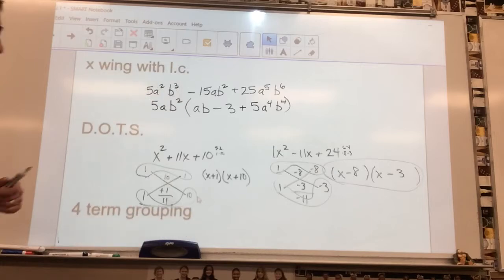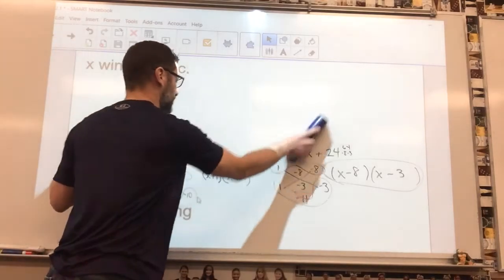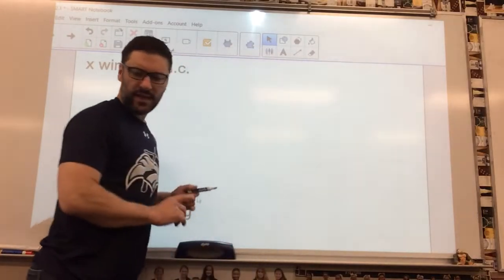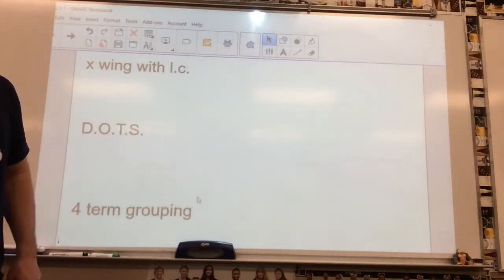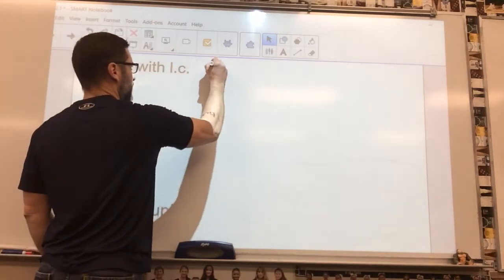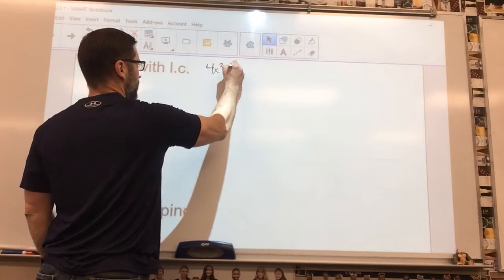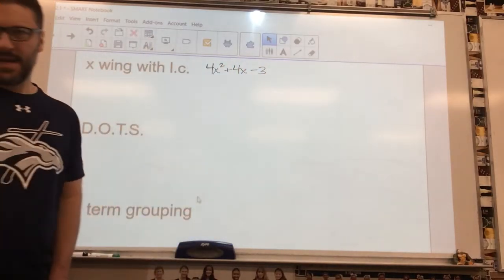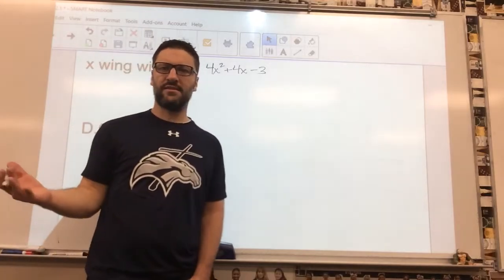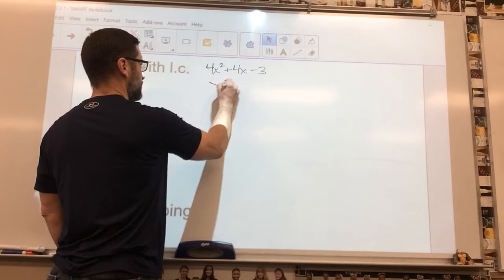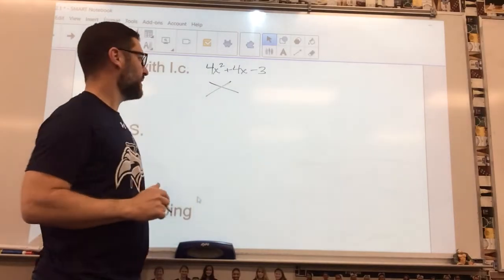Now we're going to X-wing it with a leading coefficient. So I'm going to go 4x squared, and it's the same process. Yeah, it's not a different process, luckily. It's the same process for a leading coefficient. We just got a number in front, so we have to make some decisions.